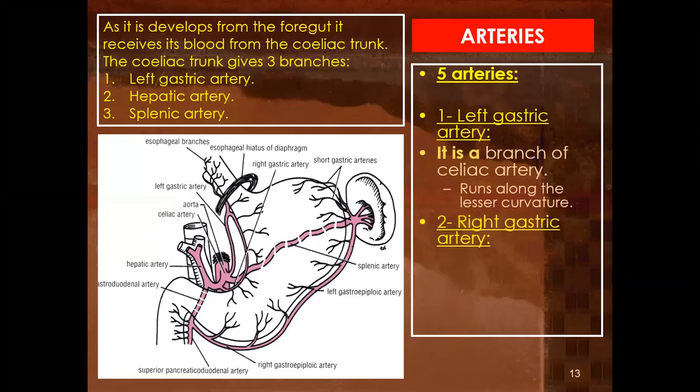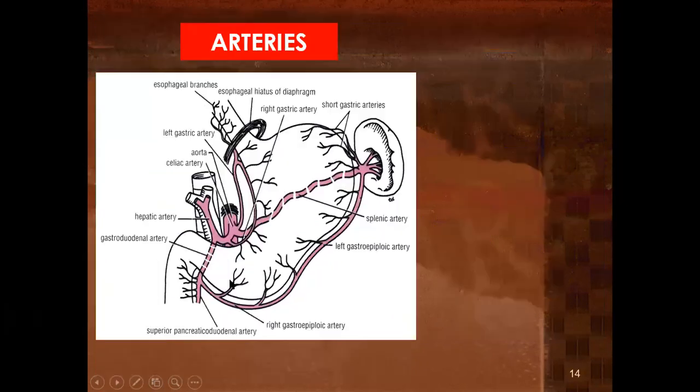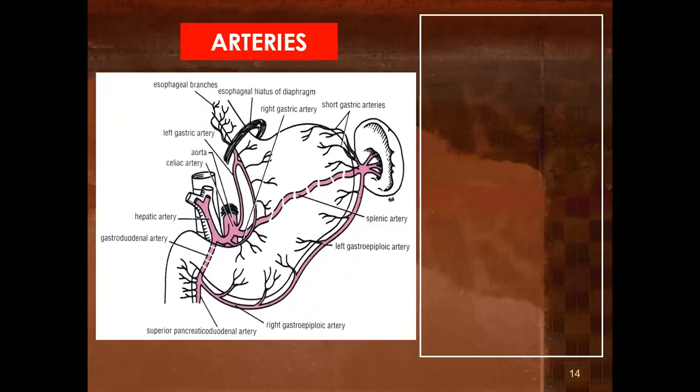Then the second artery is called the right gastric artery. If you see here, this is the right gastric artery. This is a branch from the hepatic artery. The celiac artery divides into the hepatic artery, and the hepatic artery gives a branch called the right gastric artery, which runs to the left along the lesser curvature. The left gastric as well as the right gastric both run along the lesser curvature of the stomach. So these are the two arteries, right and left gastric artery.